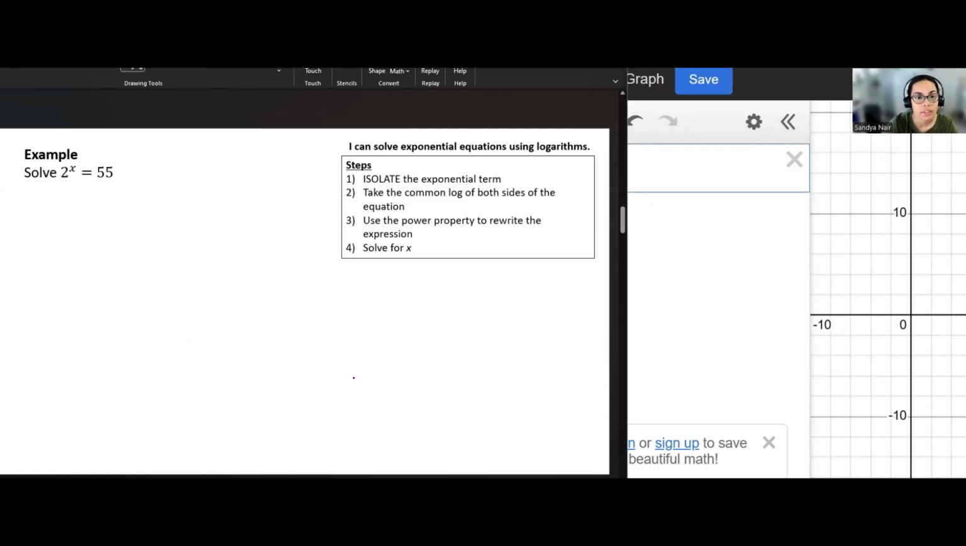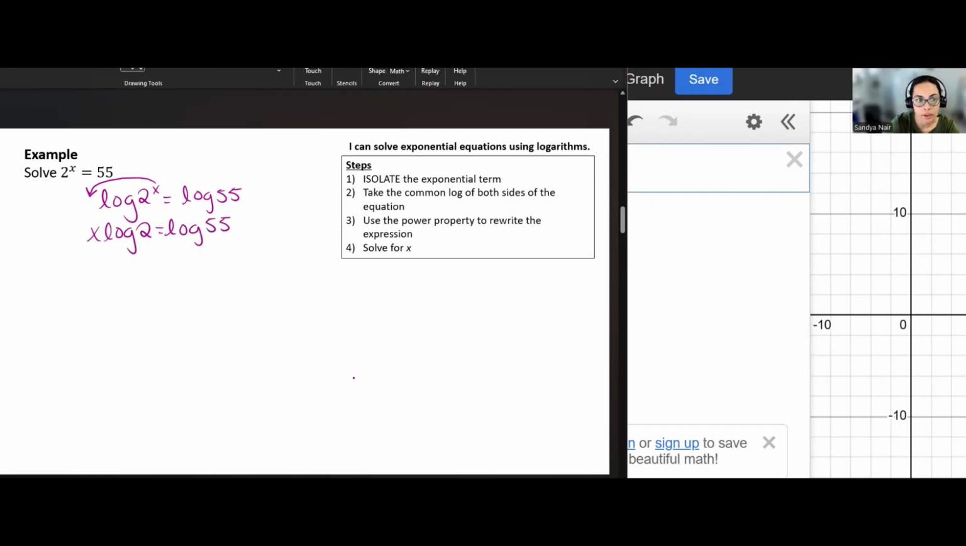Let's revisit that example that I initially started talking about. We have 2 to the x equals 55. Here the exponential term is isolated because 2 to the x is by itself on one side of our equation. So we can go ahead and take the log of both sides. That gives us log of 2 to the x equals log of 55. Now the power property tells us that I can take that exponent and bring it down in front. That turns into x log 2 equals log 55.